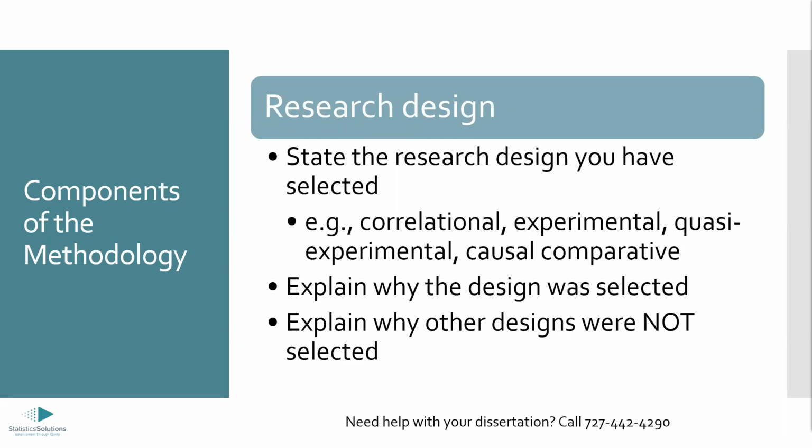So, for example, if you are doing a correlational study because you're looking at relationships between variables, you probably didn't pick experimental because maybe you can't manipulate the independent variable that you're looking at. Maybe you can't randomly assign participants to conditions, or maybe the purpose of your study doesn't involve comparing groups or comparing conditions. So those would be reasons why you might decide against choosing those other designs.